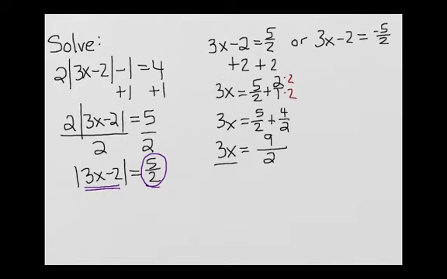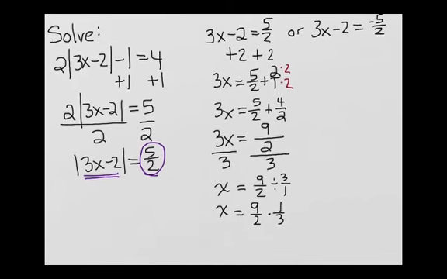To finish our solving, we need to divide both sides of the equation by 3. On the left-hand side we get x, and on the right-hand side we get 9 halves divided by 3, which we can think of as 3 over 1. So now we need to remember how to divide fractions. To divide by a fraction, I change division to multiplication and the number to its reciprocal.